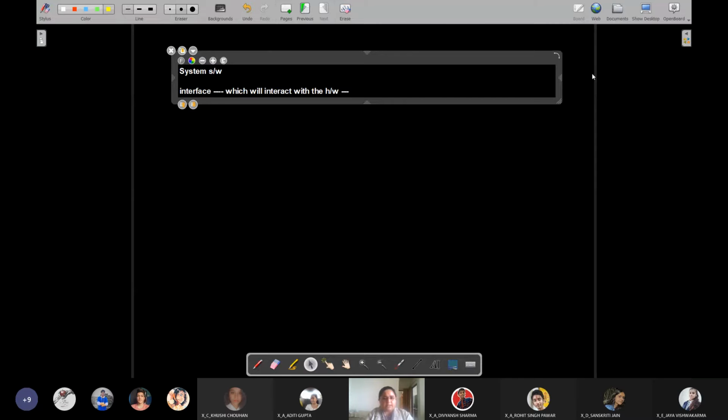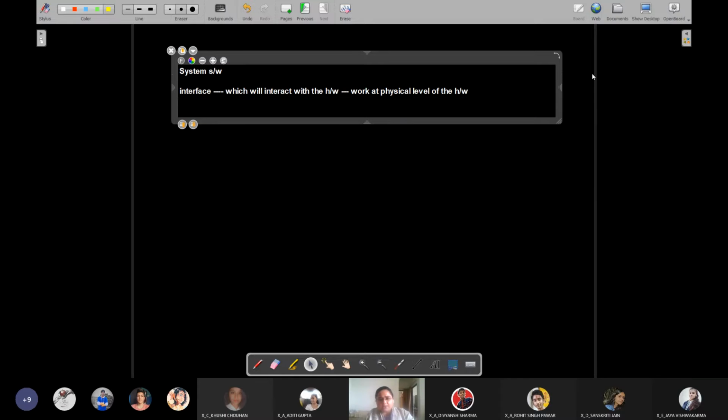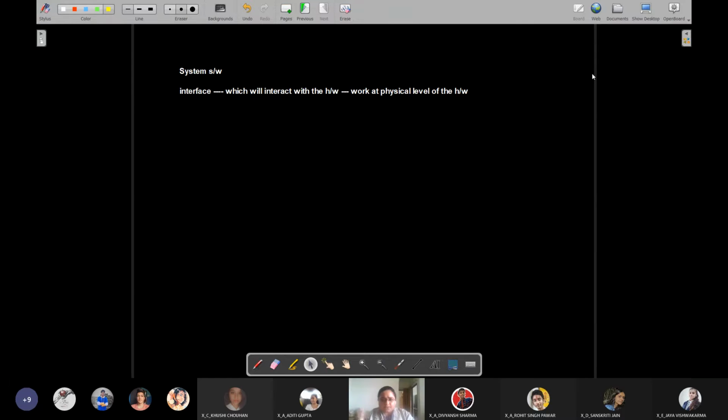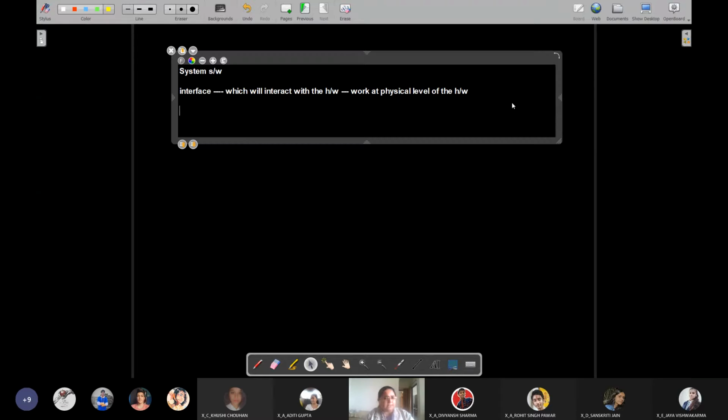And for that purpose only, these softwares work at the physical level of the hardware. The application softwares which we are using, like Word, Excel, PowerPoint, Photoshop, and all, work only when the operating system is present on the computer. If the operating system is itself not there, if Windows is not there, Linux is not there, Mac OS is not there, then you will not be able to use any of these software, right? But a computer can even work without an application software, but not without a system software.